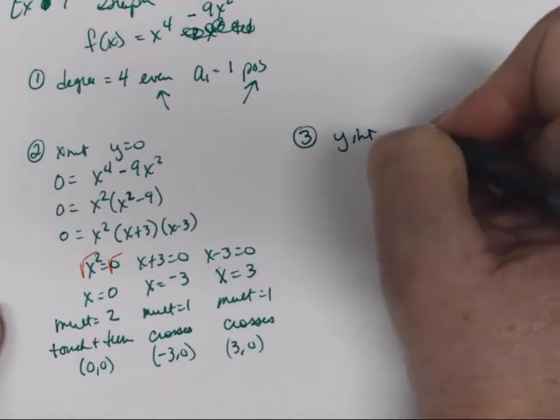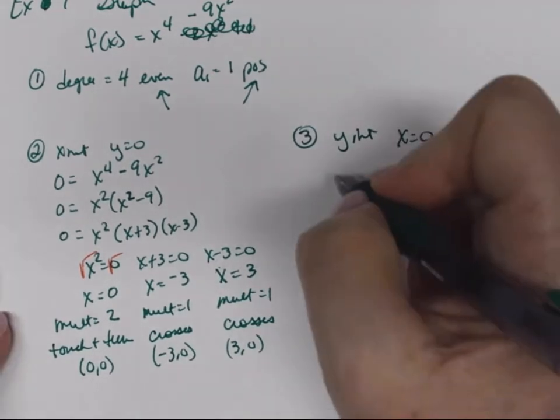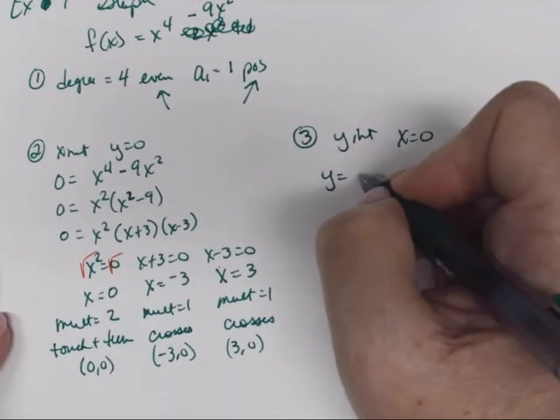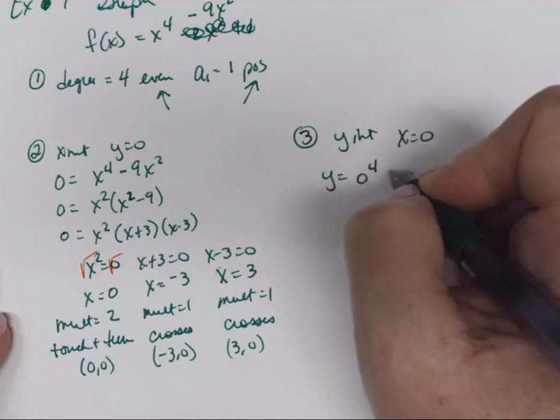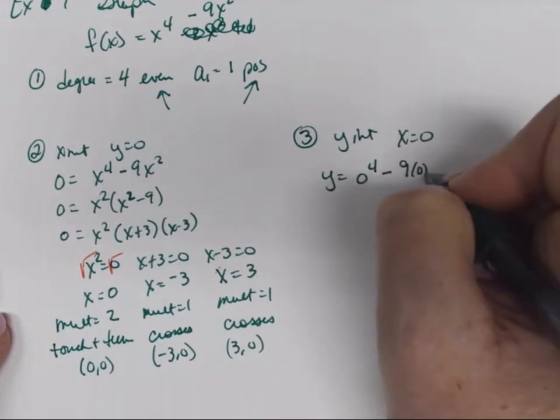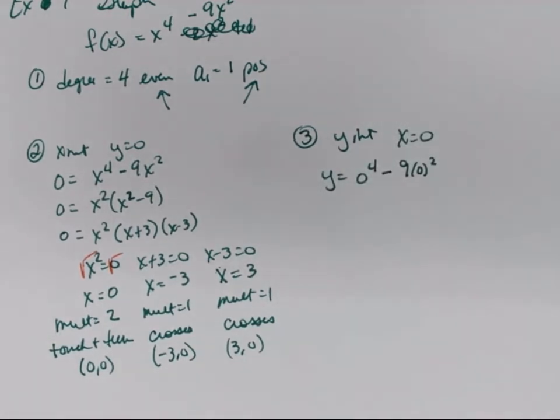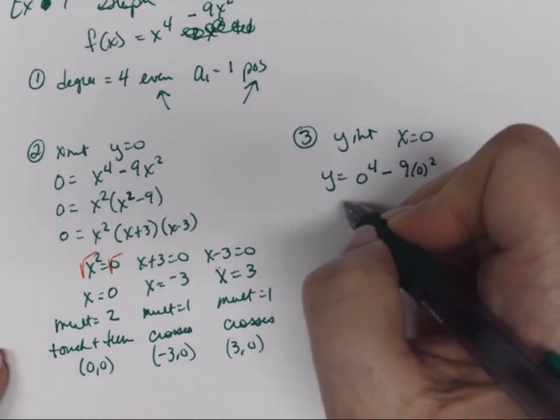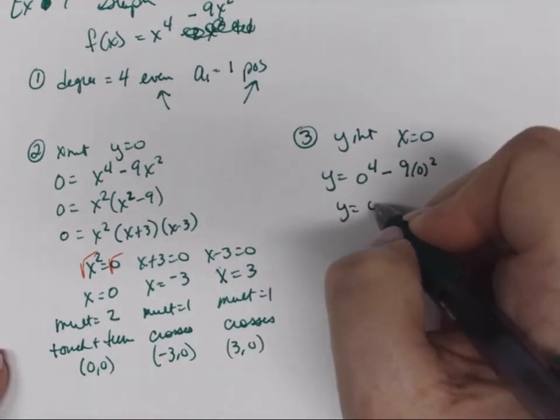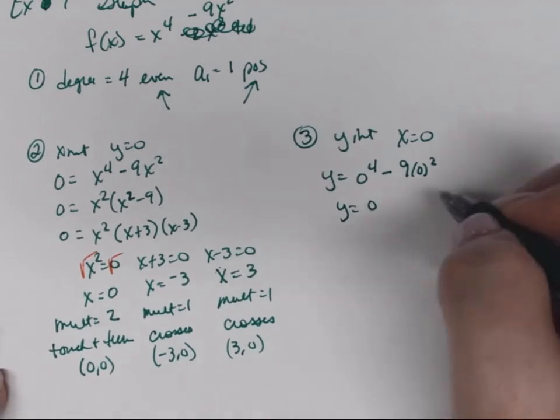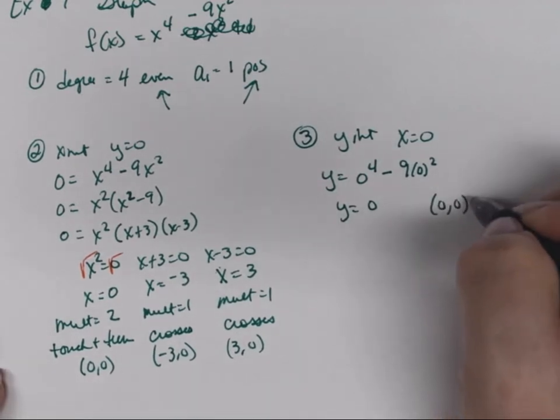All right, the third part we need to find will be the y-intercept. So the y-intercept is x equal to 0. So y is equal to 0 to the 4th minus 9 times 0 squared. We're just plugging in 0 for our x. Well, that's going to be 0 because both of those will become 0. So our point will be 0, 0.